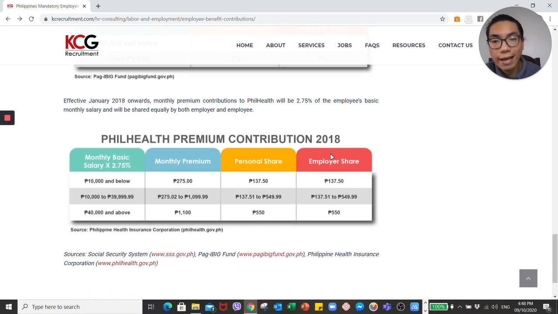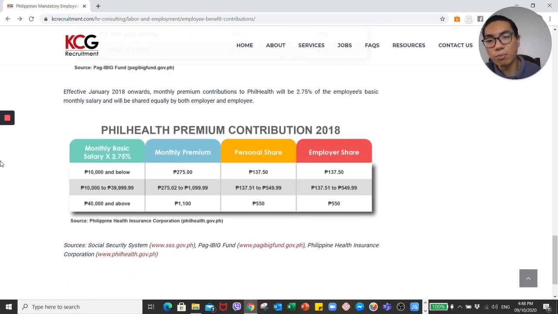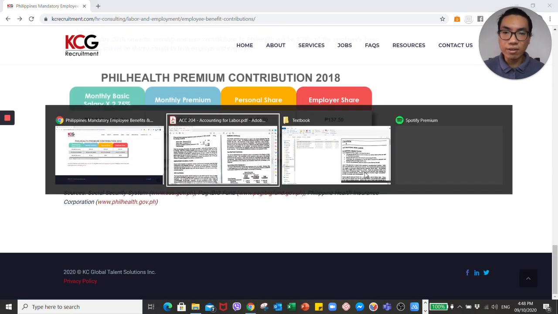And for PhilHealth, it is also based on the range of our basic salary. Then the monthly premium comes out. The personal share is part of the employee share, and this is the employer share. Alright, so that's it for the 3 contributions.